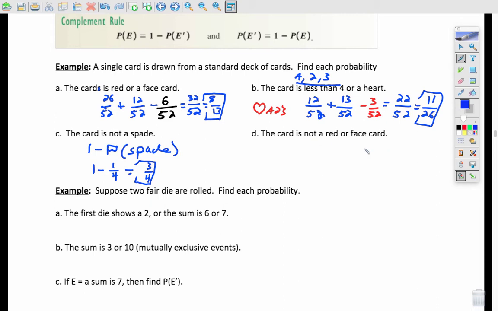Okay, the card is not red or a face card, so if it's neither one of those things. So this is where I'm going to have to be really, really careful. Well, if it's not red, then 26 out of the 52 cards are not red. Okay, well, if it's not a face card, well, there's only 12 in the deck that are face cards, so if it's not a face card, that's 40 of them.